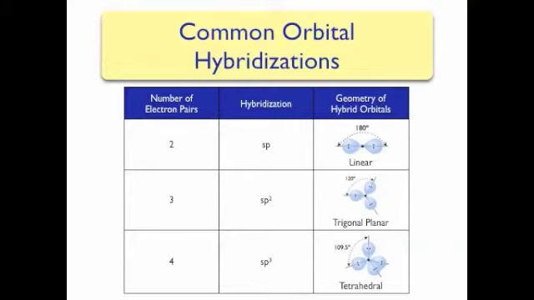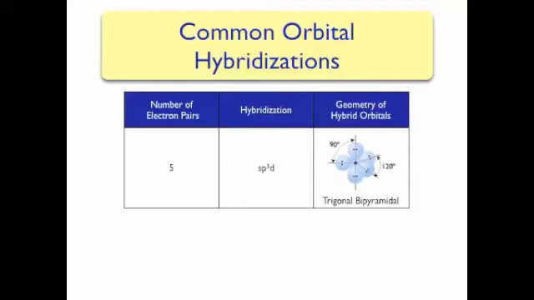These are the 3 most common orbital hybridizations, and you'll be asked to memorize them. The last 2 are not as common in general chemistry courses, so you won't be required to memorize them. However, we will still take a look at them.